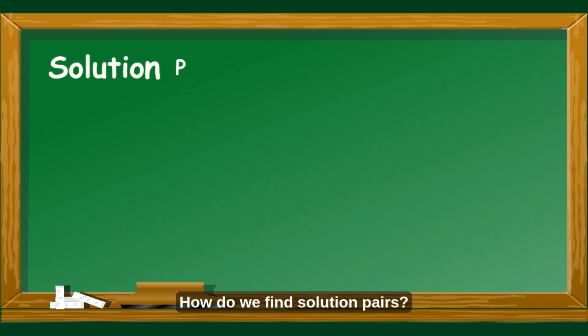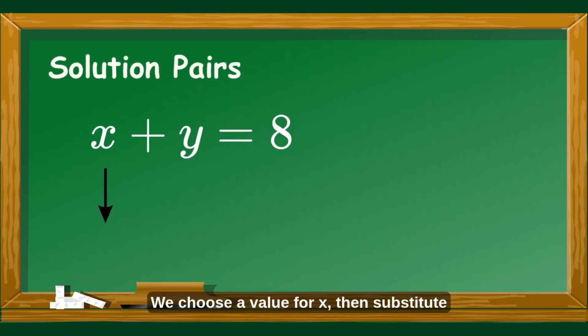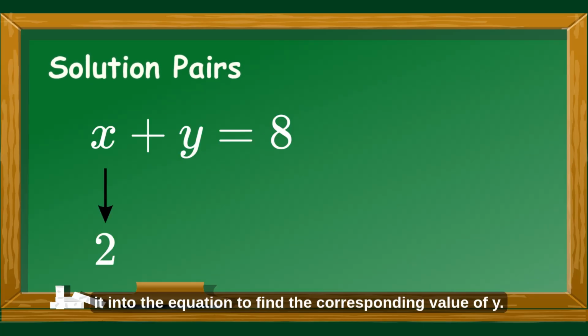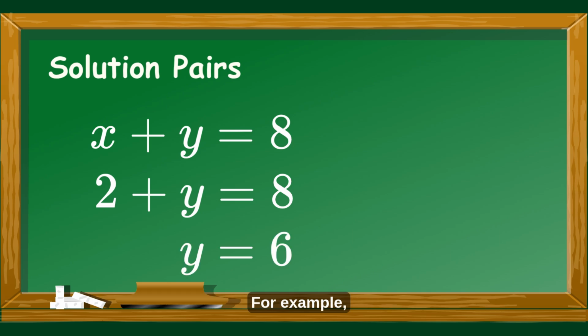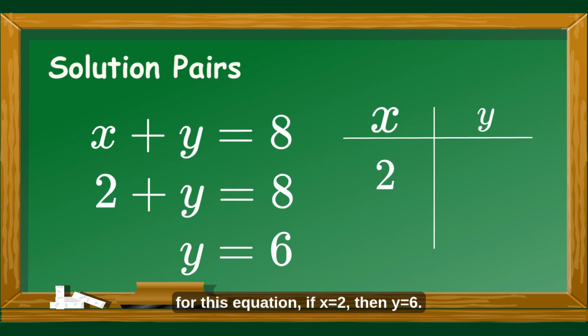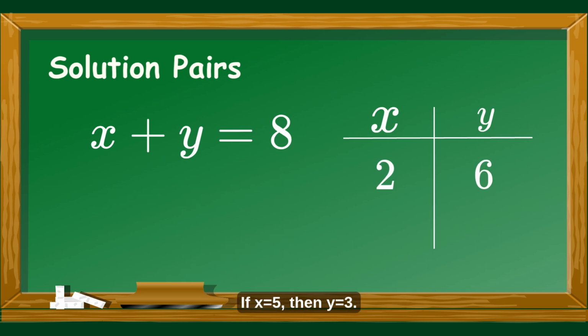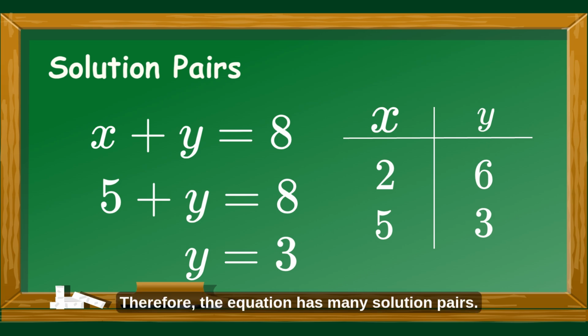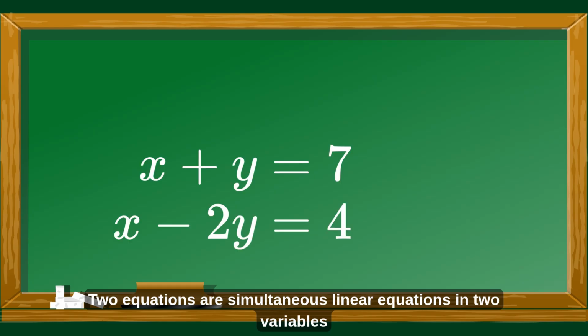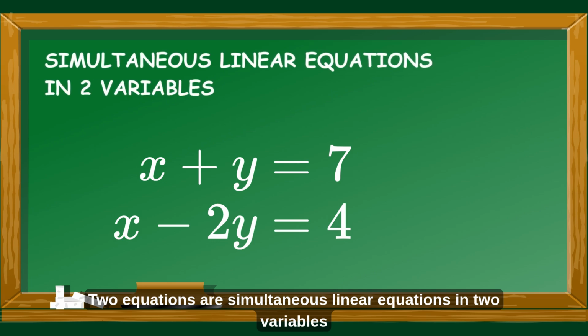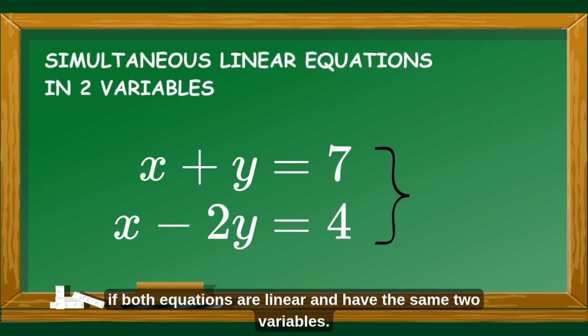How do we find solution pairs? We choose a value for x, then substitute it into the equation to find the corresponding value of y. For example, for this equation, if x equals 2, then y equals 6. If x equals 5, then y equals 3. Therefore, the equation has many solution pairs. Two equations are simultaneous linear equations in two variables if both equations are linear and have the same two variables.